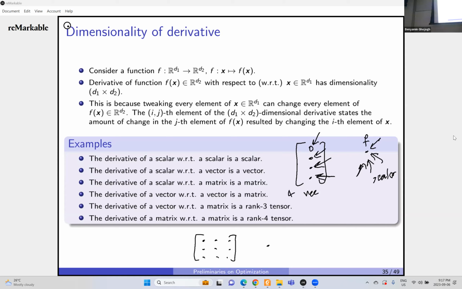Now, let's make it a bit more complicated. My input is a vector. My output is another vector. My input is a 2-dimensional vector. My output is a 3-dimensional vector. Let me change this one. It will tweak all of them in the output. Now let me change this one. It will also tweak all of them. How many changes do I have? 6, 2 times 3. Therefore, the derivative of a vector with respect to another vector is a matrix. It is a 2 by 3-dimensional matrix.